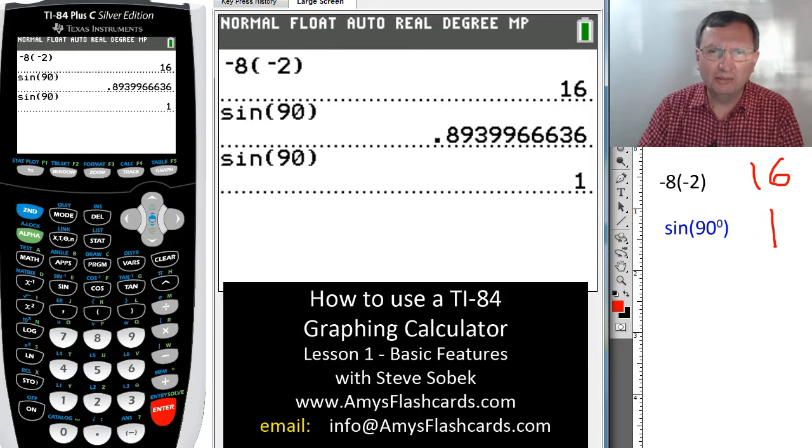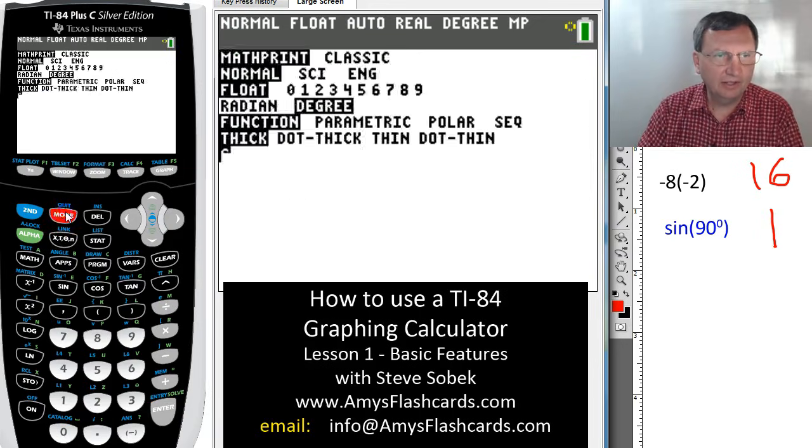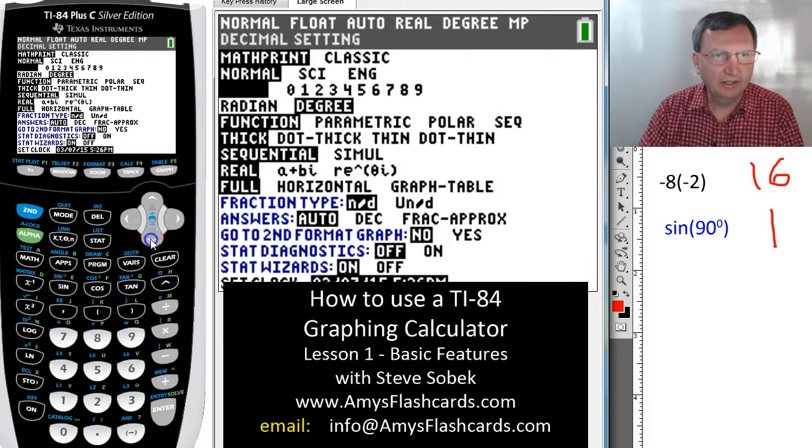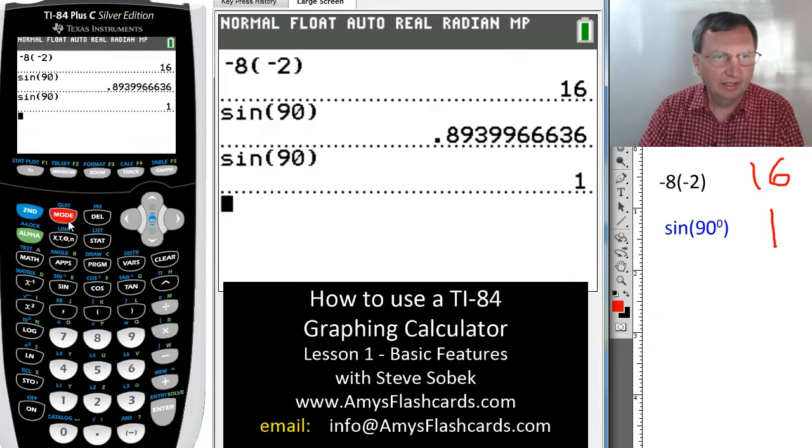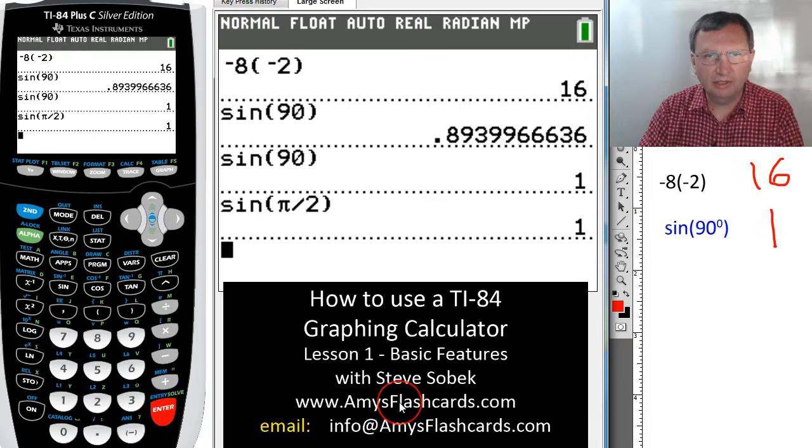Right, in radian mode, 90 degrees would be pi over 2. So if we go back in here and change back into radian mode and type in the sine in parentheses of pi, which we showed you where that was, divided by 2, and hit enter, we would get 1, just like we got the sine of 90 degrees is 1. All right, let's move on.